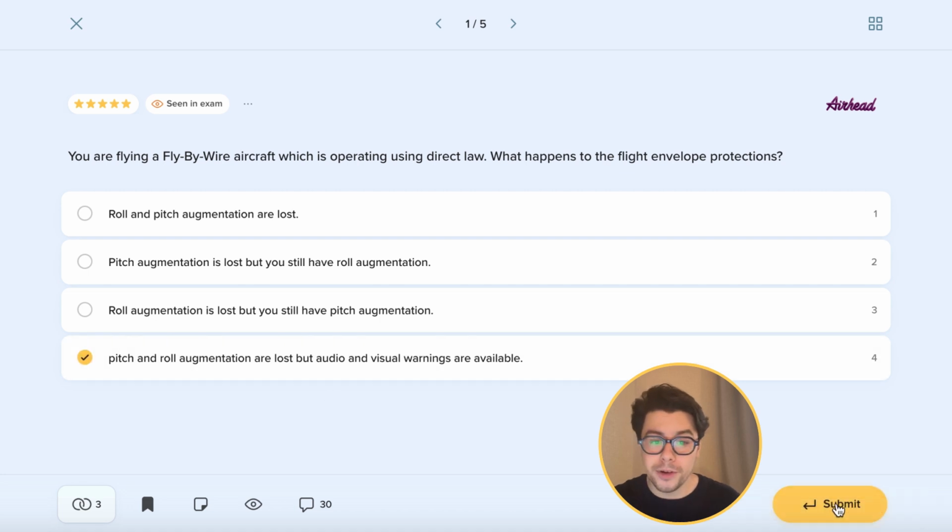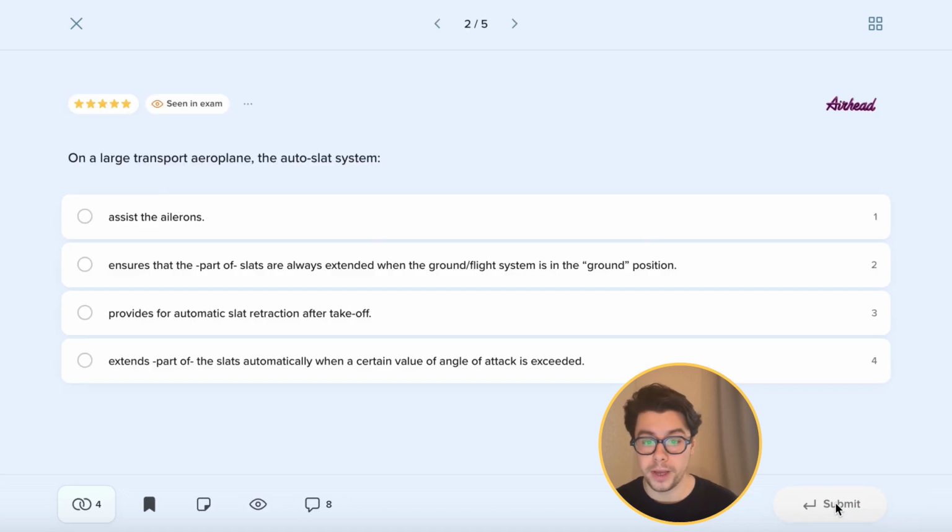So for question number 2, on a large transport airplane, the Auto-Slat system. The Auto-Slat system is something that will support us in terms of stalling. Of course, slats, as opposed to flaps, do not increase lift. However, they increase the critical angle of attack. They help re-energize the flow, adding more kinetic energy to it, meaning with slats extended, we will stall slightly later.